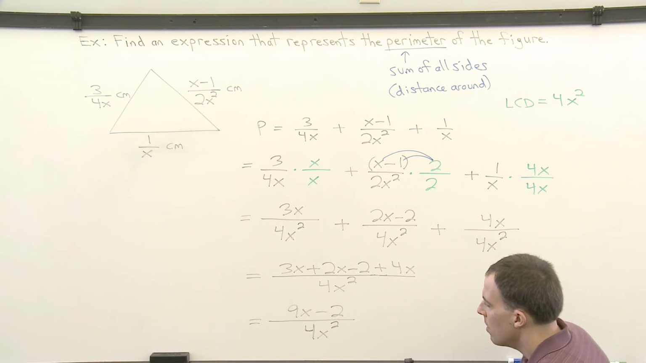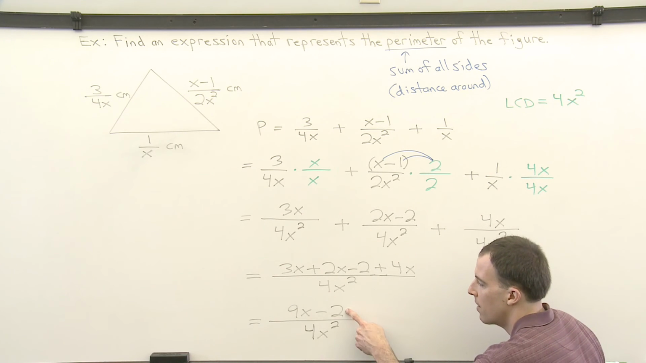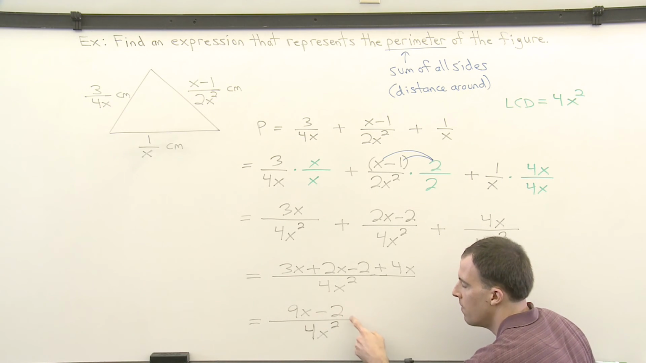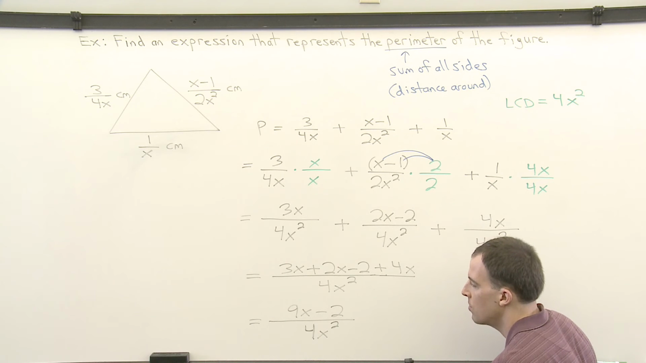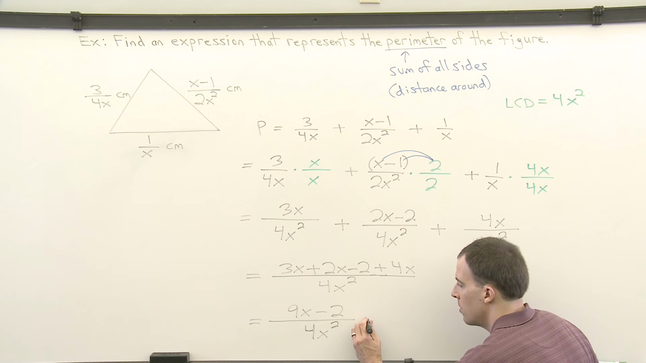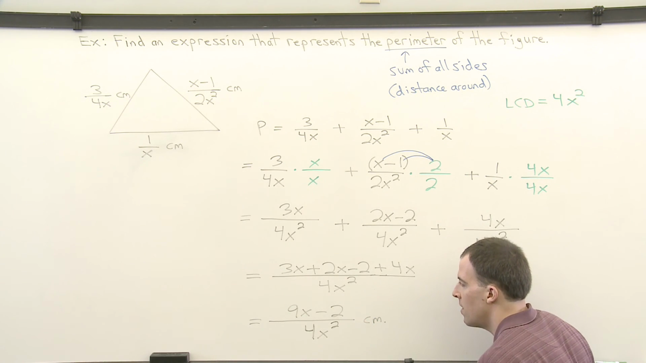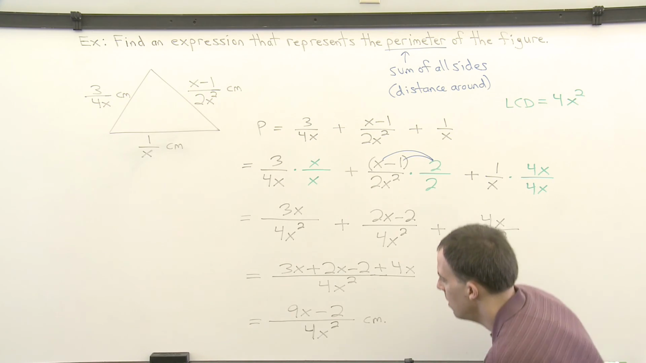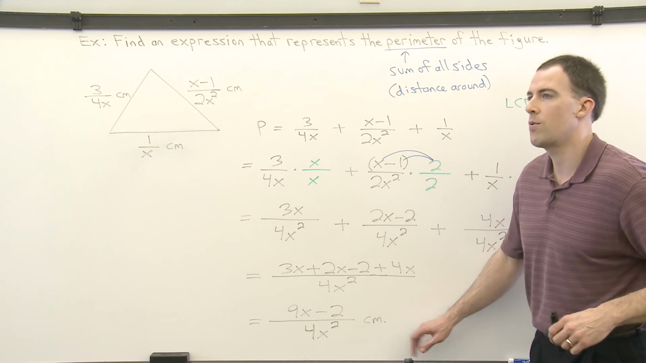Sometimes we're done here. We need to check and see if we can factor the numerator. I don't think we can factor the numerator at all, so there's no way to reduce to lower terms. This is it. Let's put the centimeters on there to have the units. So the result for the perimeter is 9x minus 2 all over 4x squared centimeters.